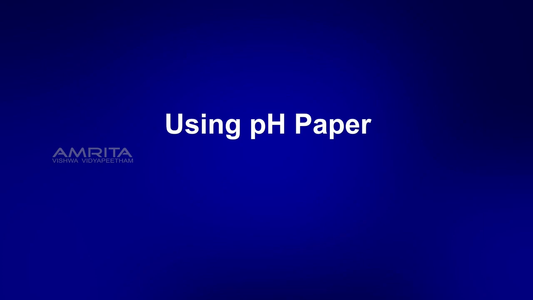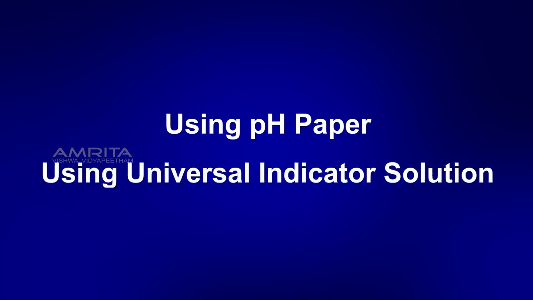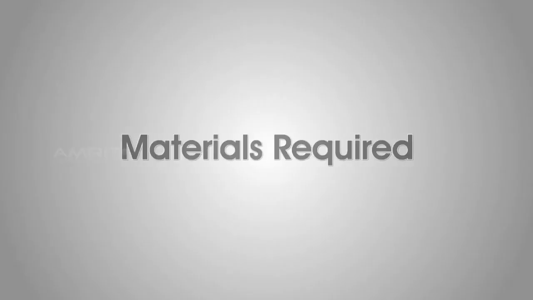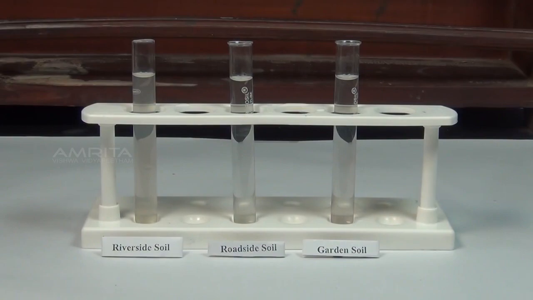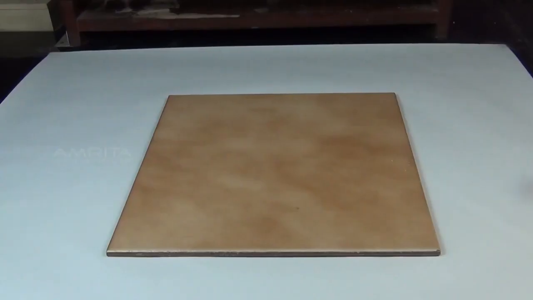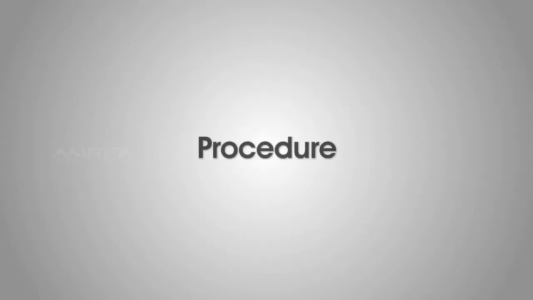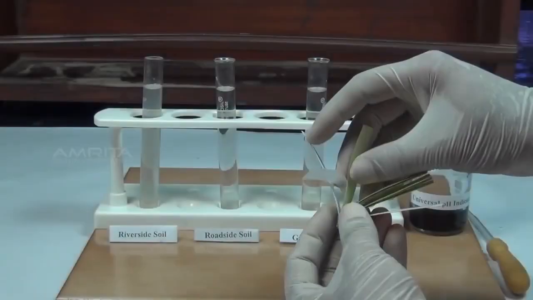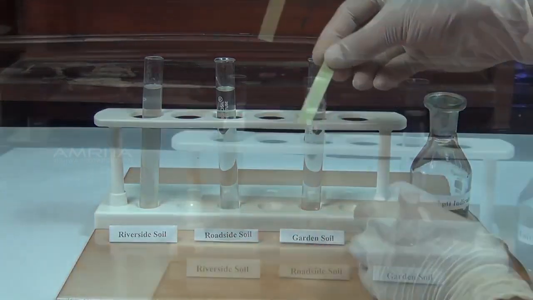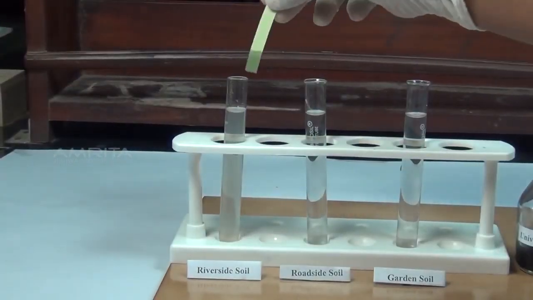There are two ways of finding the pH value of the solution. Using pH paper. Materials required: soil solutions, dropper, pH paper booklet, and a tile. Procedure: take a pH paper strip from pH booklet and dip it into the test tube that contains riverside soil.